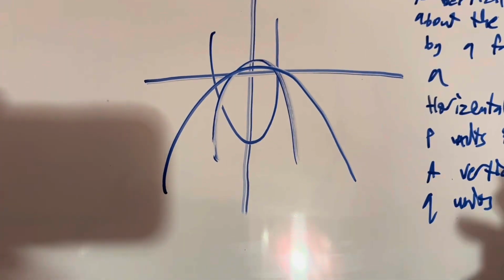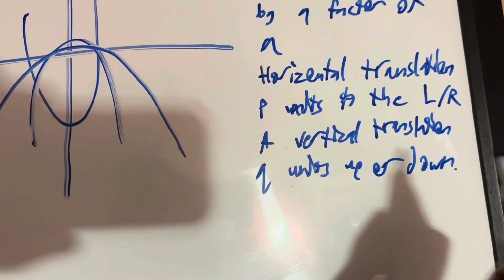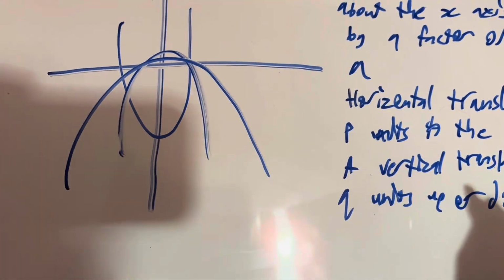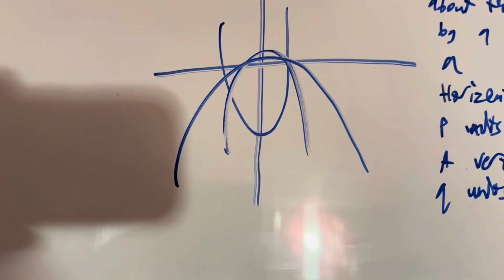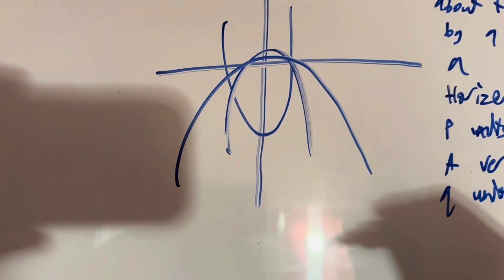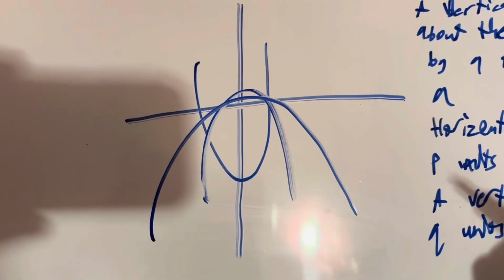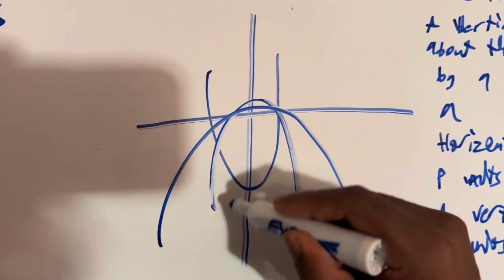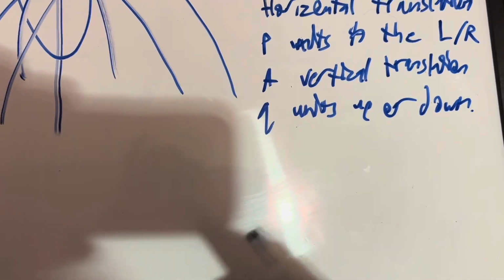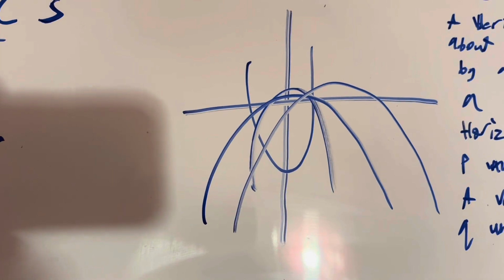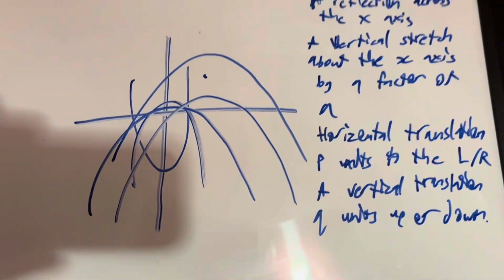Now, these are interchangeable, but you want to focus on your translations. So a horizontal translation, that's your P value. You're going to want to say a horizontal translation, P units to the left or right, and make sure that you are taking the actual P value and not the P value with the minus sign. So let's say P is positive 3. Let's move it 3 units to the right, 1, 2, 3, and put our parabola there. Now you're going to want to say a vertical translation, Q units up or down. Let's say Q is 5, so you're going to move it 5 units up. So 1, 2, 3, 4, 5, and right, those are your transformations.